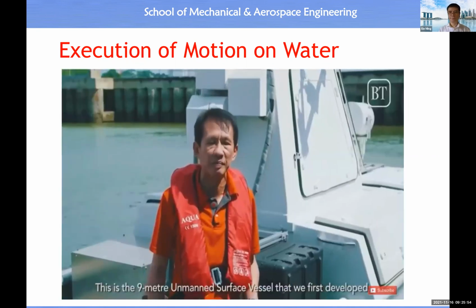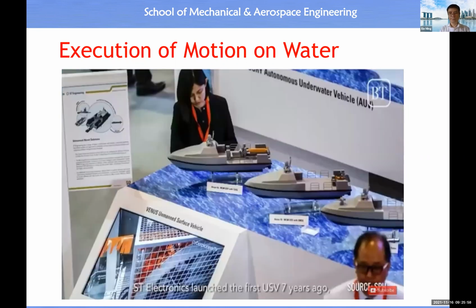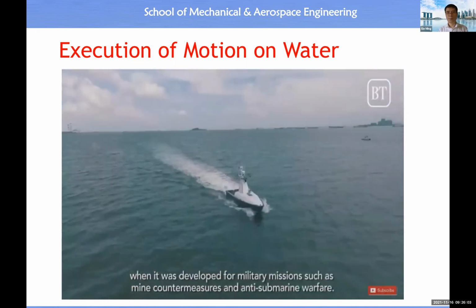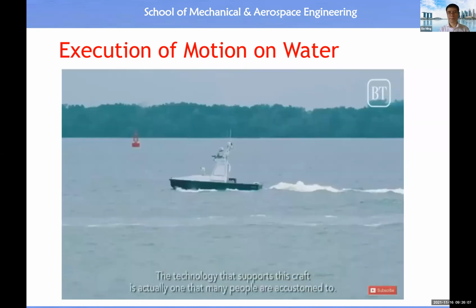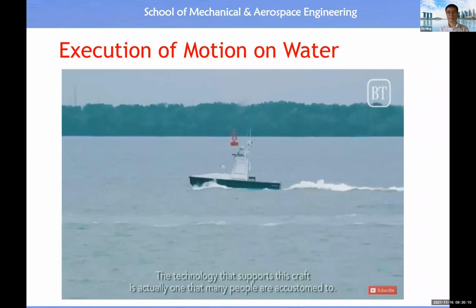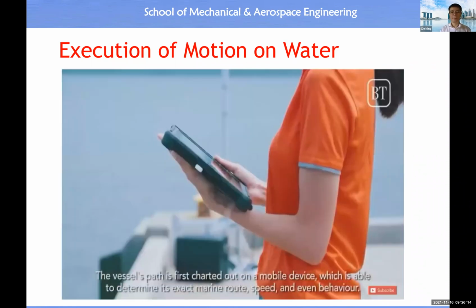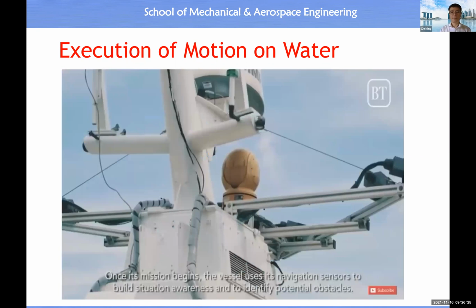ST Electronics launched the first USV 7 years ago, when it was developed for military missions such as mine countermeasures and anti-submarine warfare. The technology that supports this craft is one that many people are accustomed to. The vessel's path is first charted out on a mobile device, which is able to determine its exact marine route, speed, and even behavior. Once its mission begins, the vessel uses its navigation sensors to build situation awareness and to identify potential obstacles.